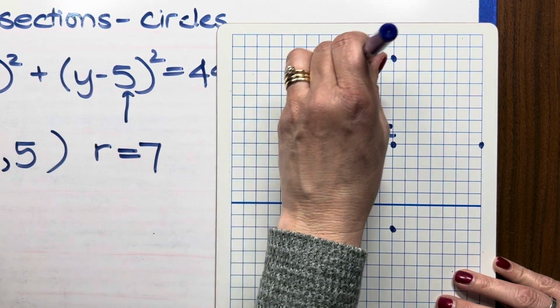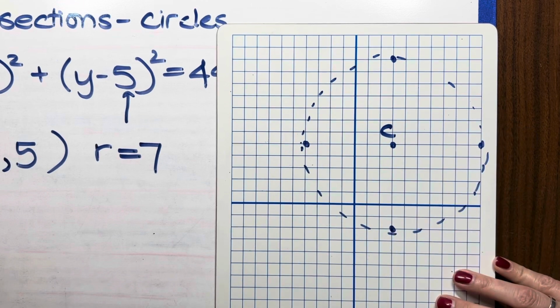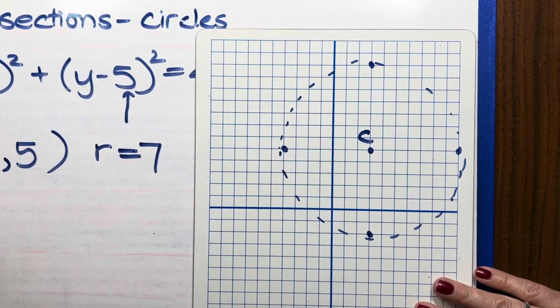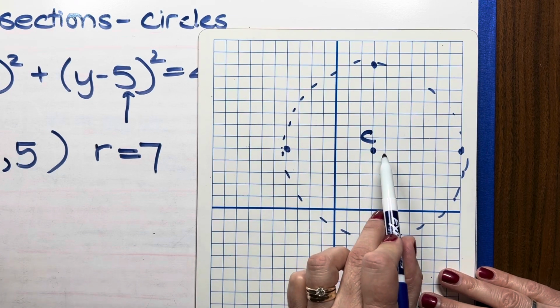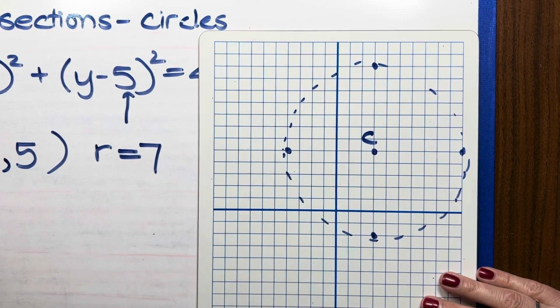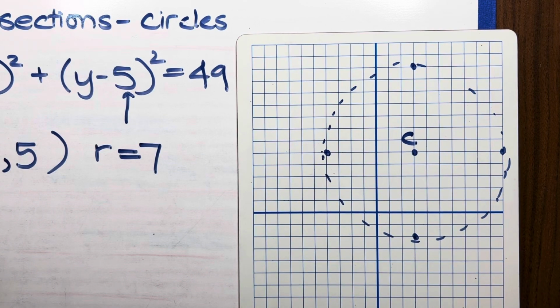So now when I draw it in, I'm going to roughly sketch it like this. So now here is my circle moved over into the first quadrant for the center, and I have my radius as 7. So these are a couple of examples of introductory conic sections with circles and how you can find the center and the radius and sketch their graph.